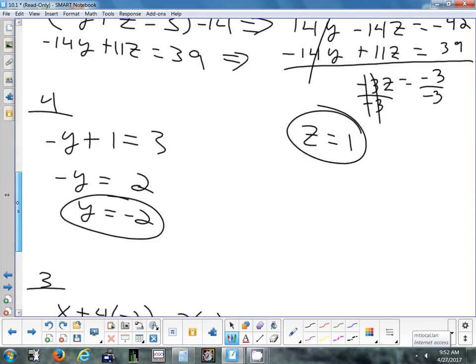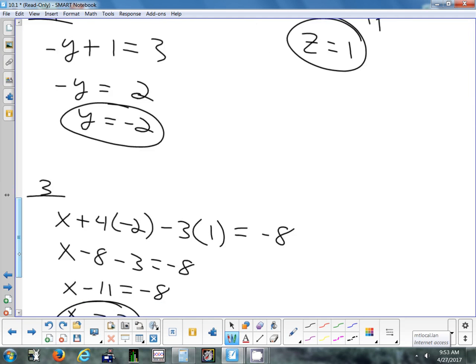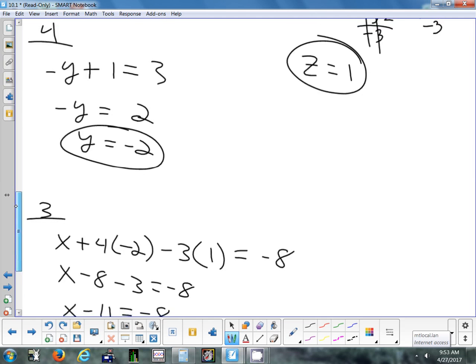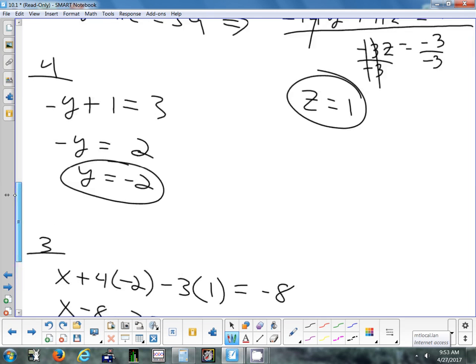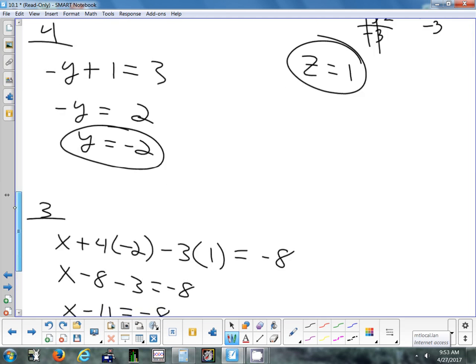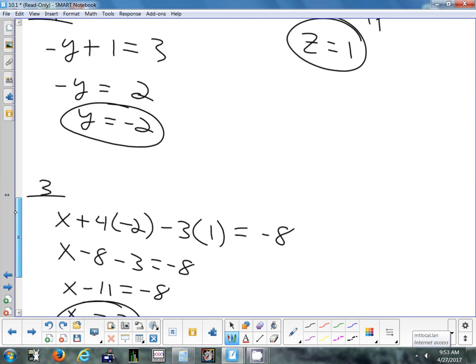Okay, so all the work really that you have to do is just to get the first letter. Once you get the first letter, you're like 90% done the problem. The last 2 letters are very quick to find. So x is 3, y is negative 2, z is 1. 3, negative 2, 1. Those are your answers.